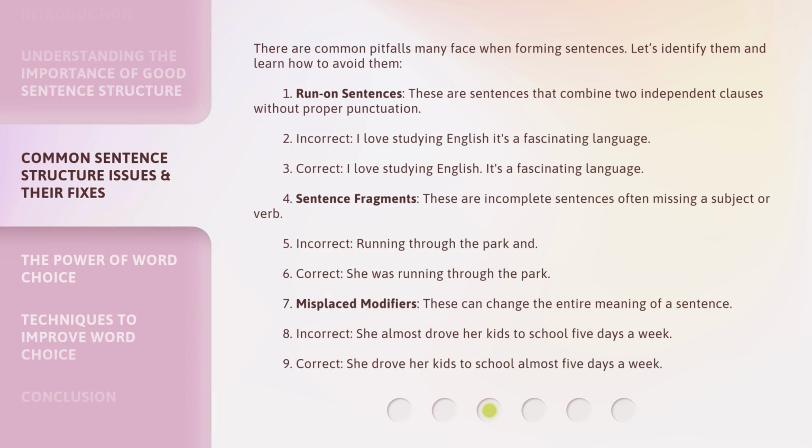There are common pitfalls many face when forming sentences. Let's identify them and learn how to avoid them. 1. Run-on sentences. These are sentences that combine two independent clauses without proper punctuation. Incorrect: I love studying English, it's a fascinating language. Correct: I love studying English. It's a fascinating language.